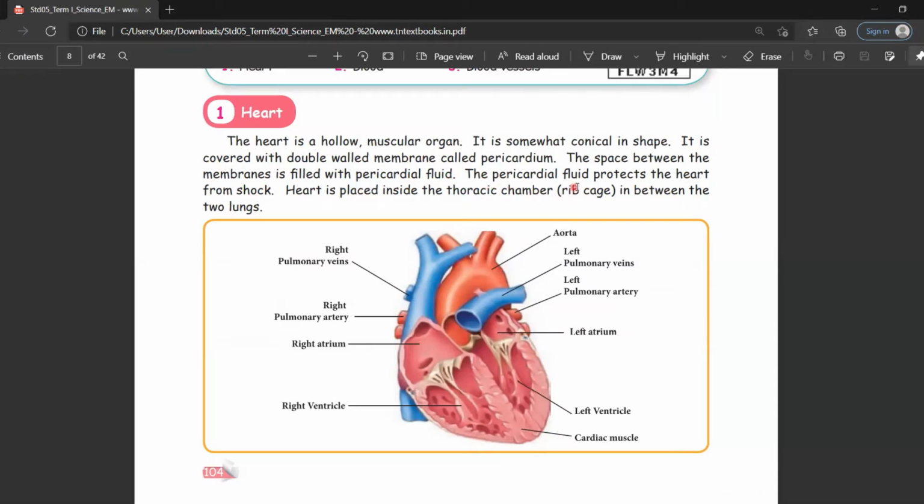The pericardial fluid protects the heart from shock. நம்மளுக்கு ஏதாவது அடிபடும் போதோ பலமா மோதிக்கும் போதோ, அது வந்து நம்ம ஹார்ட்டை வந்து பாதுகாக்கும். Okay, children. Heart is placed inside the thoracic chamber, that is rib cage. Ribs இருக்கு இல்லையா, தமிழ்ல விலா என்று சொல்லுவோம். In between the two lungs. So heart is placed in between the two lungs in the chest cavity.